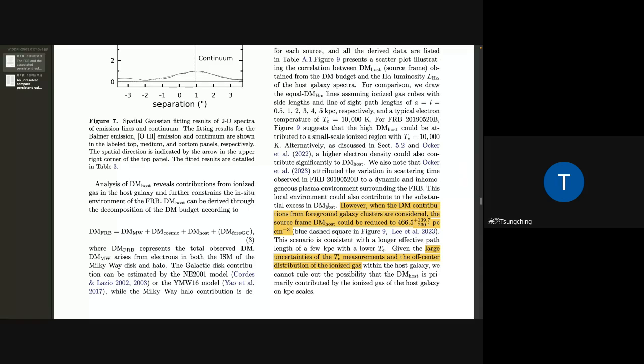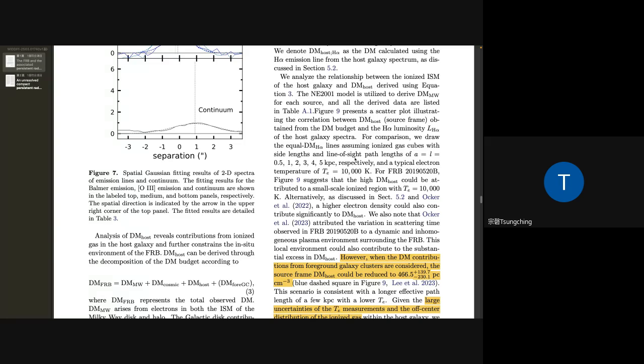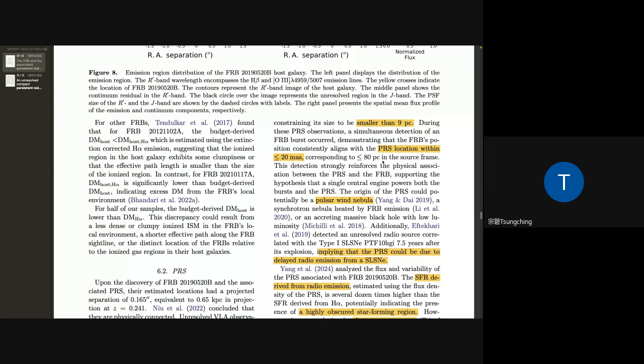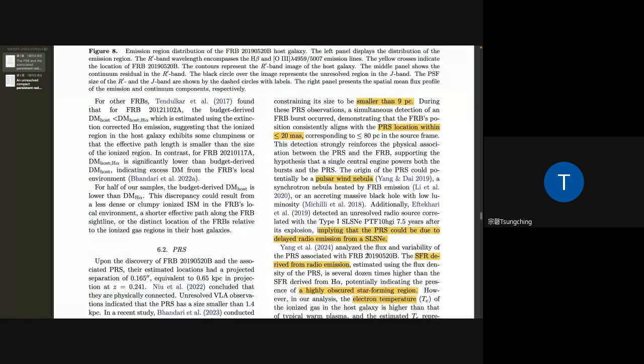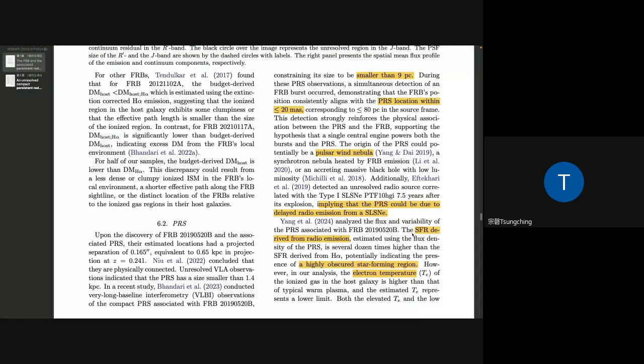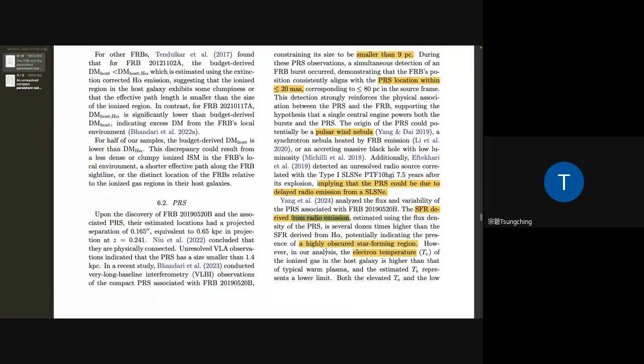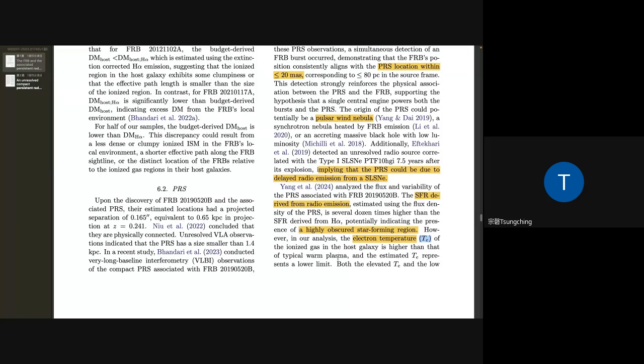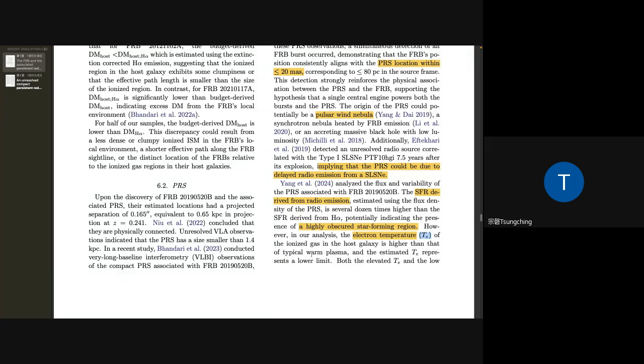In the previous work they also studied the PRS, but in this work their conclusion is different. In the previous work, they compared the star formation rate derived from the radio emission, and concluded the PRS is a highly obscured star forming region. But in this work, they compare the electron temperature, T_e, of the ionized gas in the host galaxy, and found it is higher than the typical warm plasma. When they estimated the temperature, it is a lower limit.